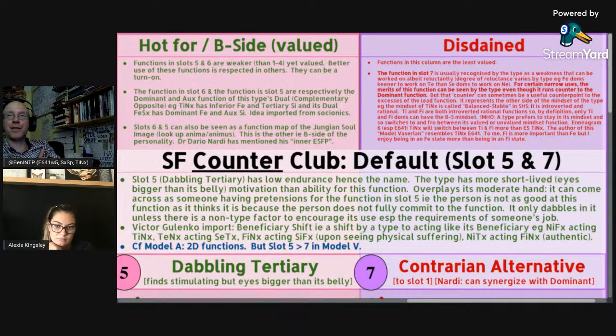Beneficiary shift, i.e. shift by a type to acting like its beneficiary, e.g. INFJ acting like INTP, ENTJ acting like ESTP, INFP acting like ISFJ upon seeing physical suffering, INTJ acting like INFP when they all get talking about being authentic. I mean, INTJ can be the most authentic type, authentic to a fault.